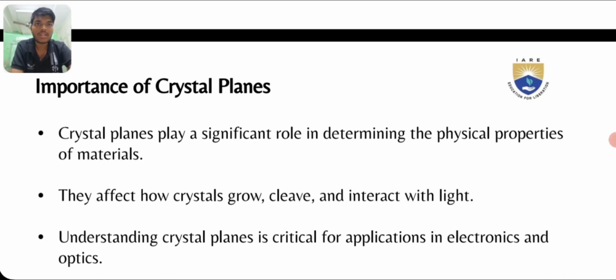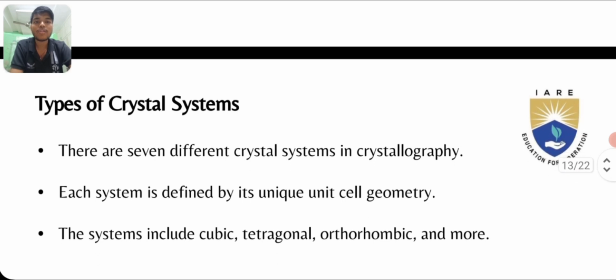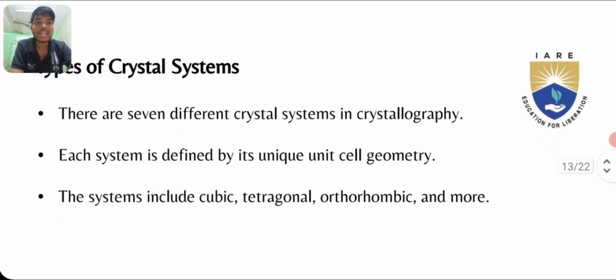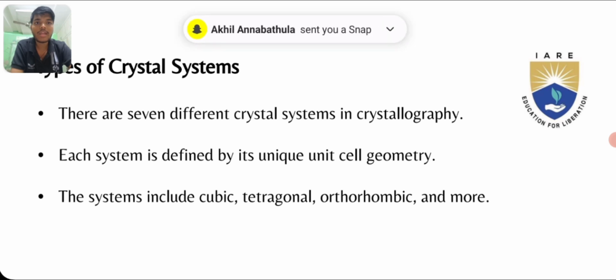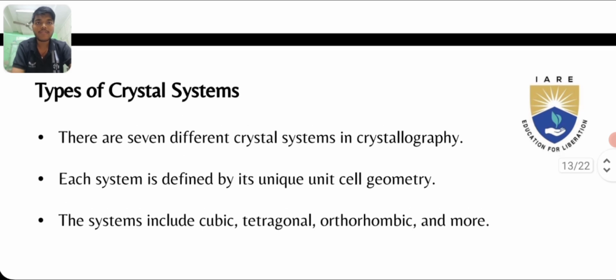Types of crystal systems. There are 7 different crystal systems in crystallography. Each system is defined by its unique unit cell geometry. The systems include cubic, tetragonal, orthorhombic and more. These are the types of crystal systems.